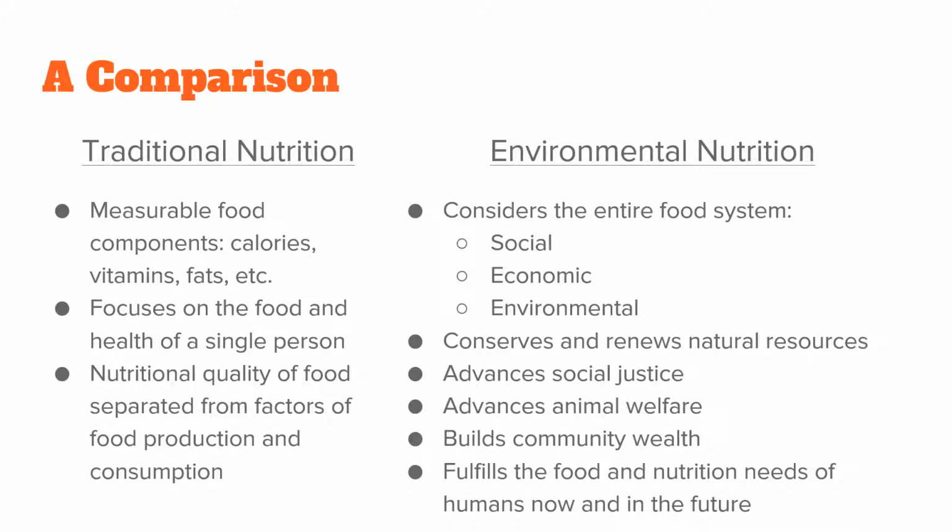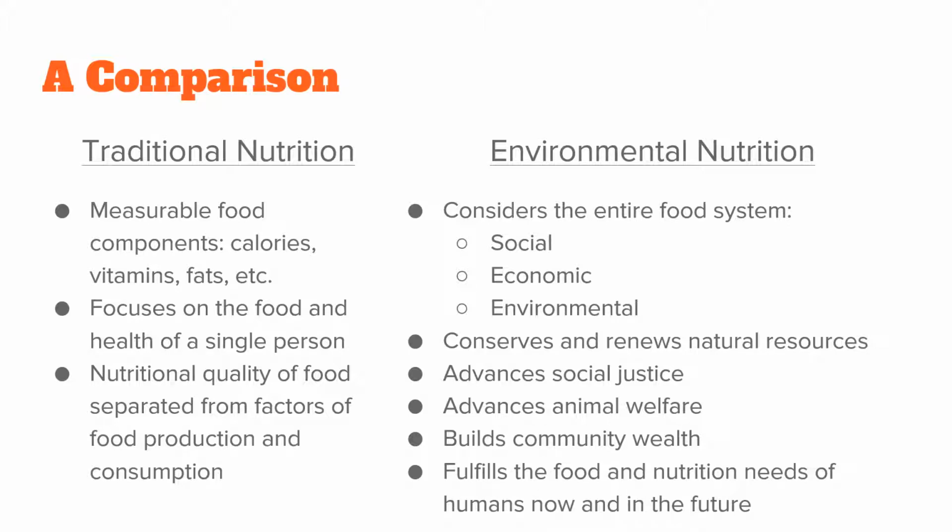So environmental nutrition basically explores all of those things that traditional nutrition does not. Environmental nutrition considers the entire food system. That includes the social aspects of the food system, the economic aspects of the food system, and the environmental aspects of the food system, rather than just saying the individual nutrition of a person.